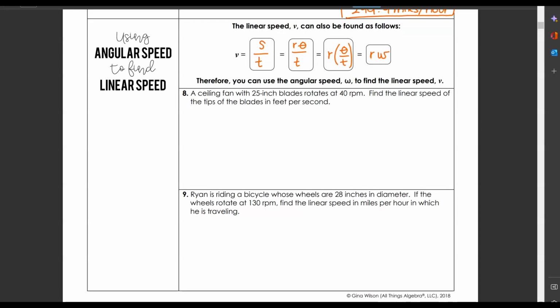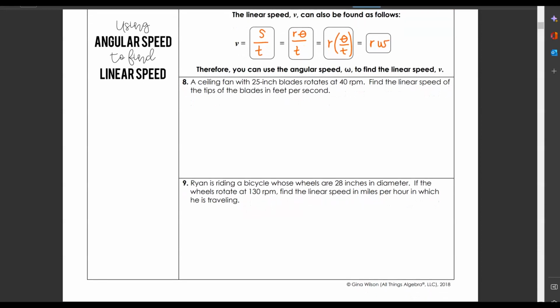Let's use angular speed to find linear speed. A ceiling fan has 25-inch blades. It rotates about 40 revolutions per minute. Find the linear speed of the tip of the blades in feet per second. All right, so I can find the angular speed. Notice that the angular speed is just going to be that 2 pi times the 40. And so I would get 80 pi radians per minute.